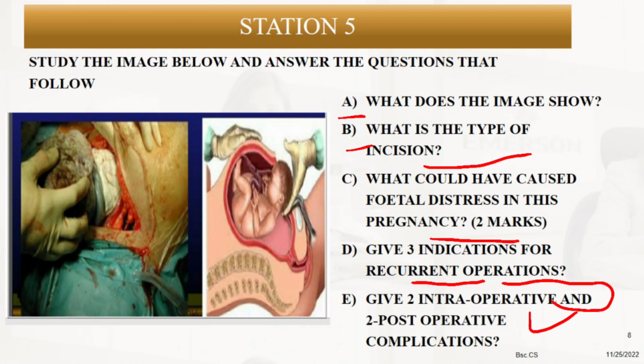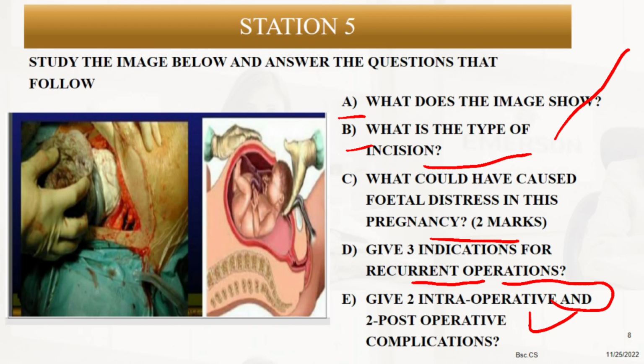Then the other post-operative complications, we can have puerperal sepsis, wound hematoma, wound dehiscence. Those are some of the other post-op complications. Then this is a case study for a cesarean section.